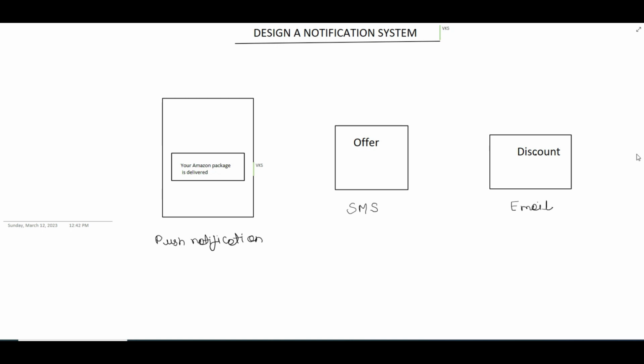So here I have given a couple of examples. For push notification, there will be something like your Amazon package is delivered, or it is out for delivery. This kind of push notification can be sent to a mobile, right?